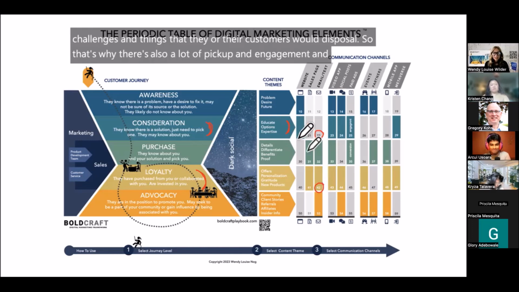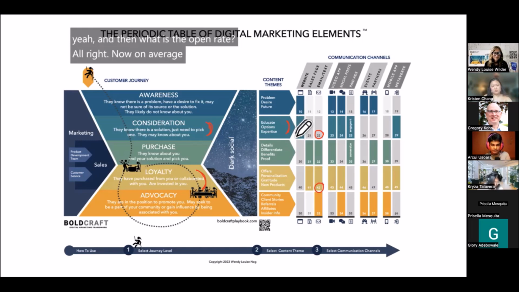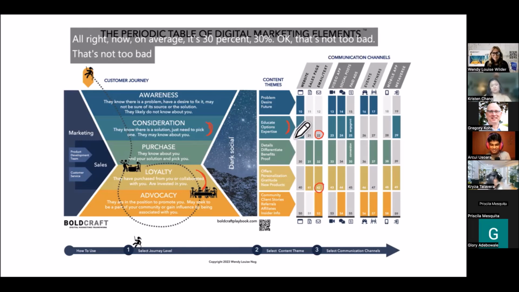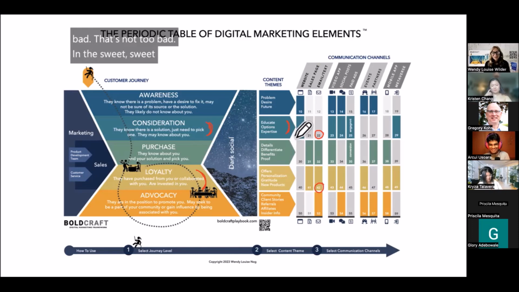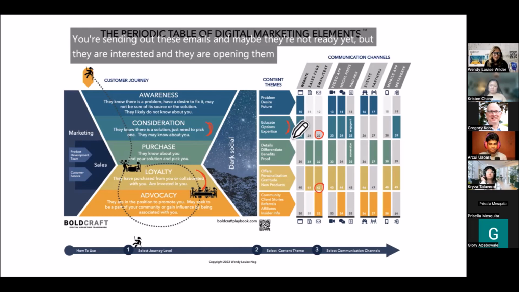But yeah, and then what is the open rate? Right now, on average, it's 30%. 30%? Yeah. Okay, that's not too bad. That's not too bad. We're in the sweet zone. So what that tells me is that you're sending out these emails, and maybe they're not ready yet, but they are interested and they are opening them. Yes.